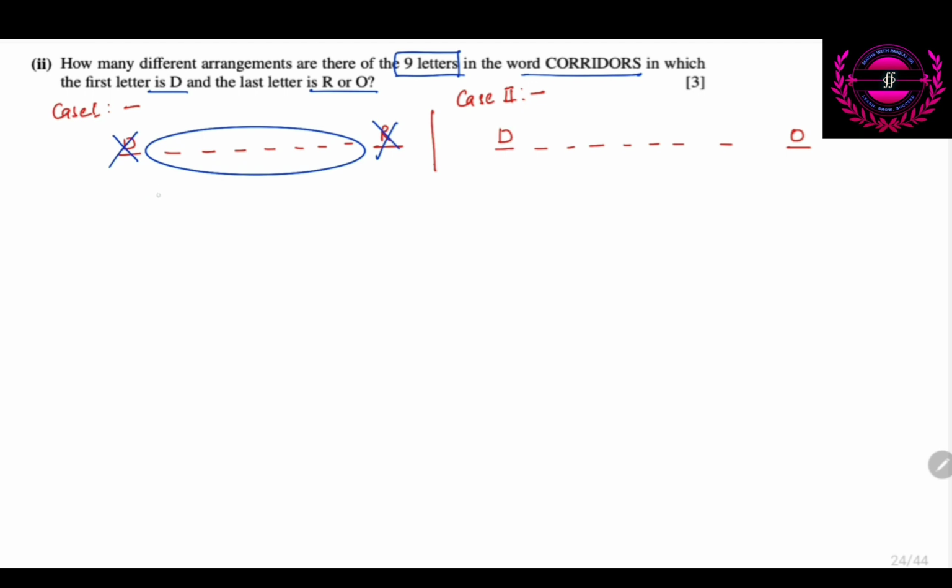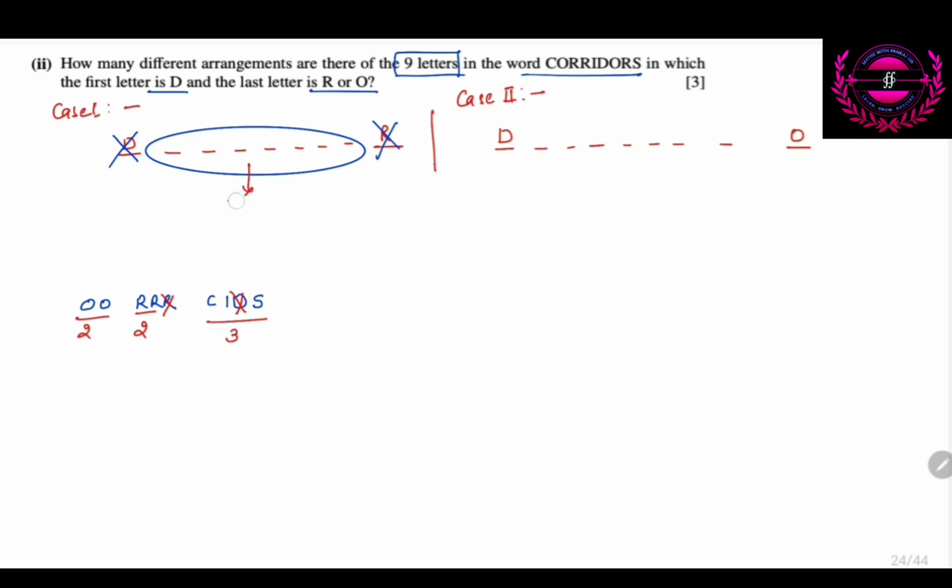There are 2 O's, 3 R's, and C, I, D, S. So one R is fixed, and one D is also fixed. So now I have 2 O's, 2 R's, and 3 remaining. So these can be arranged in how many ways?